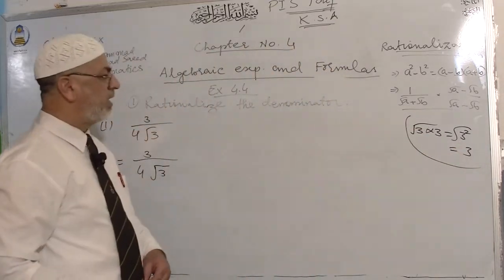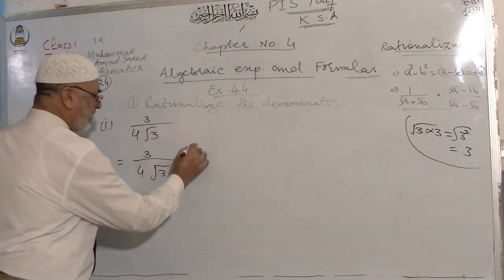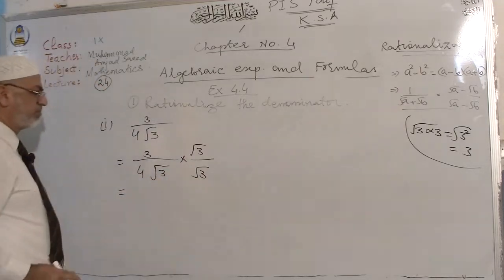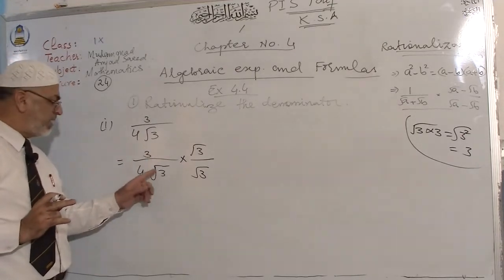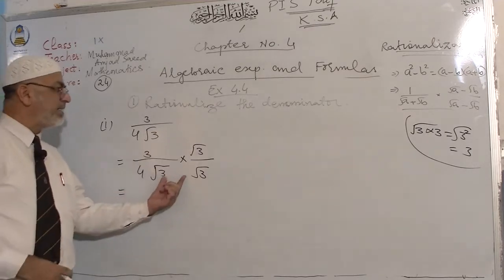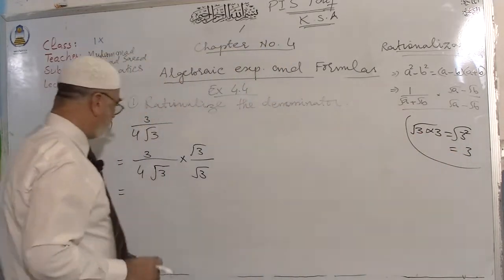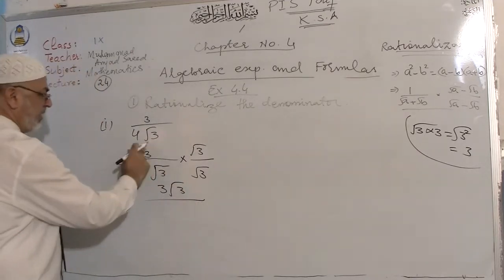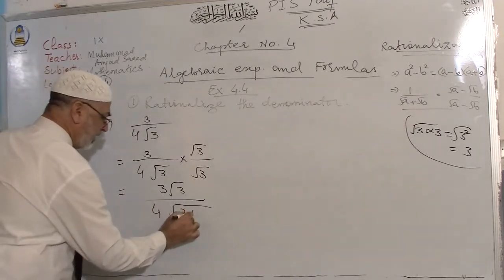Whenever you have such a question, you multiply above and below by the same number having the radical sign. I am repeating, to remove the radical sign from the denominator, you multiply the same number above and below so that we get the double of this number and it will come out as a single. So you can write 3 into root 3 in the numerator, and in the denominator 4 into root 3.